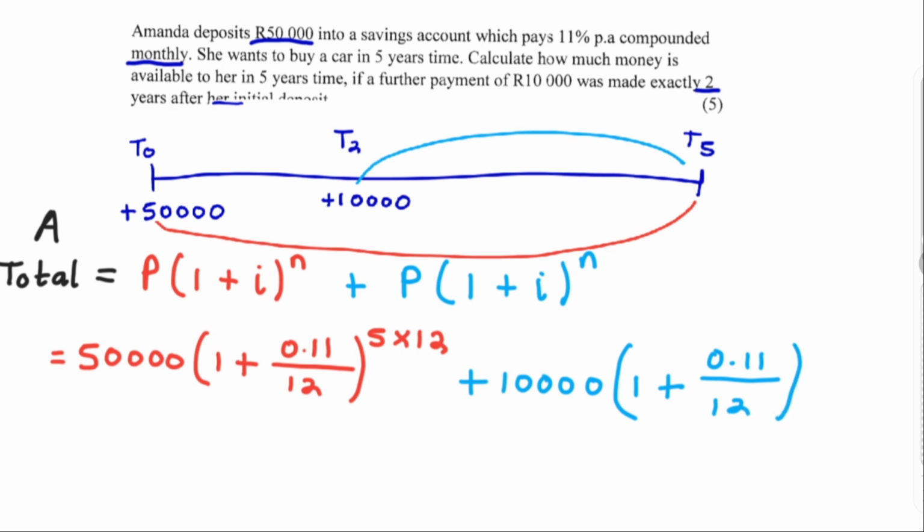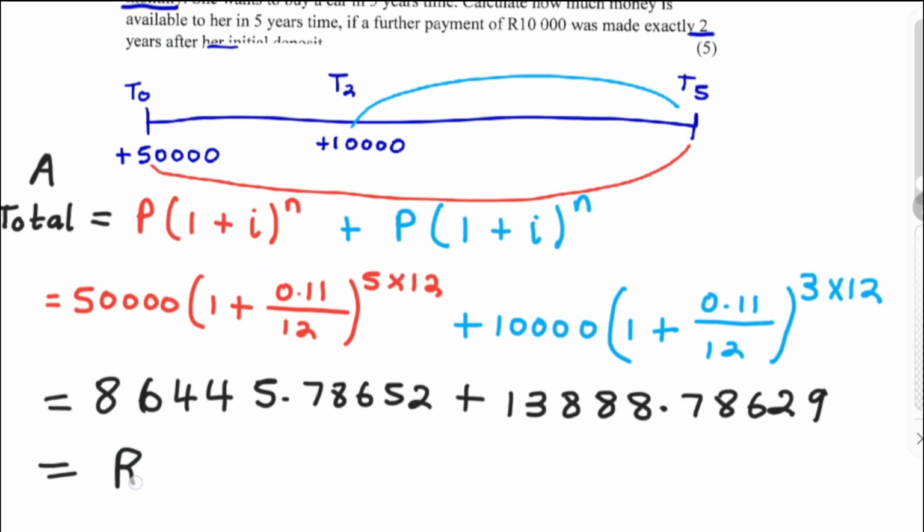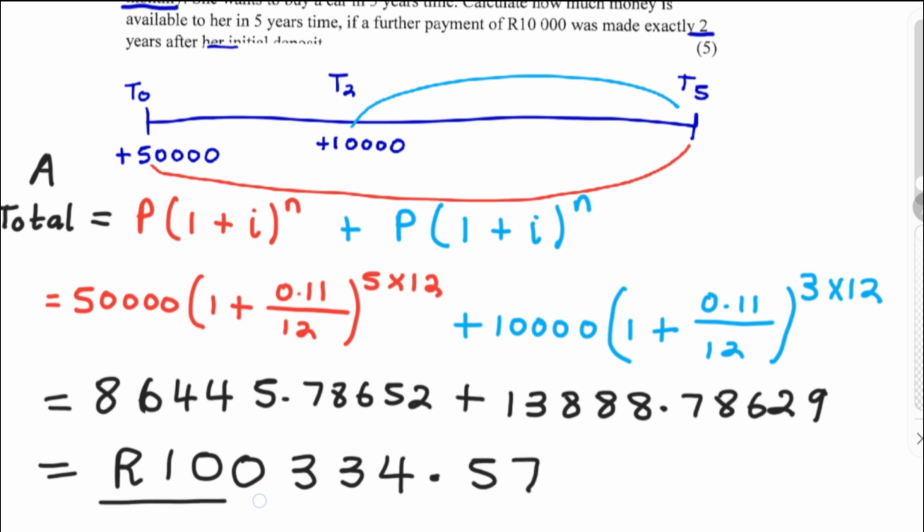So it's going to be year 3, year 4, and year 5. So it's 3 years. So that would be 3 times 12. And then you can punch all of this into your calculator, and then you should get an answer of 100,334.57 rands. So the important thing about these types of problems is that you treat each amount separately.